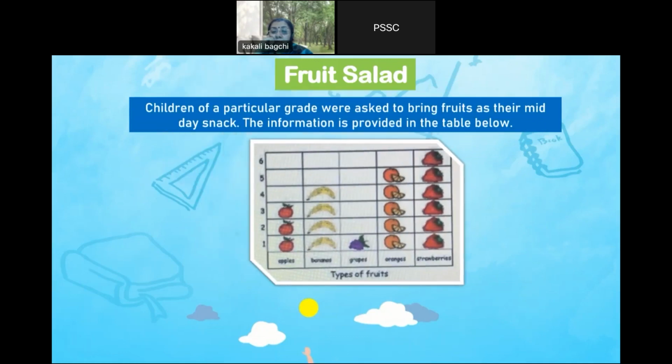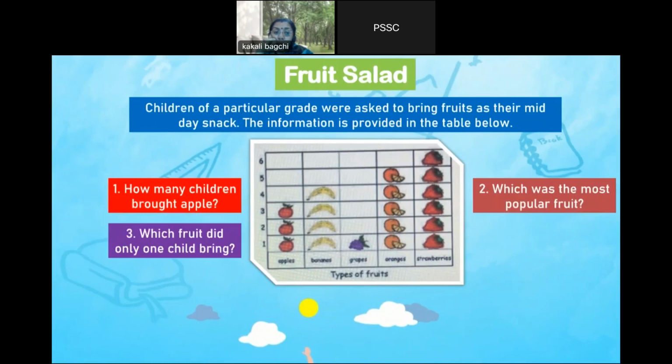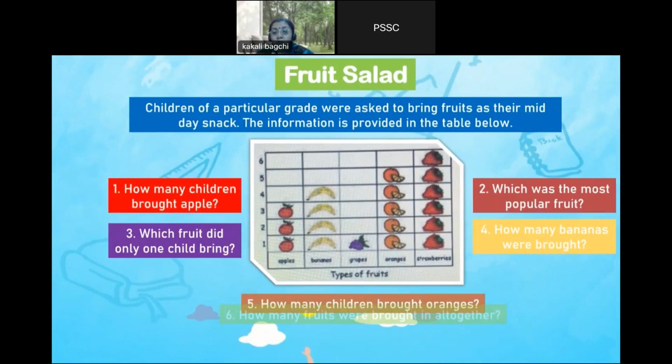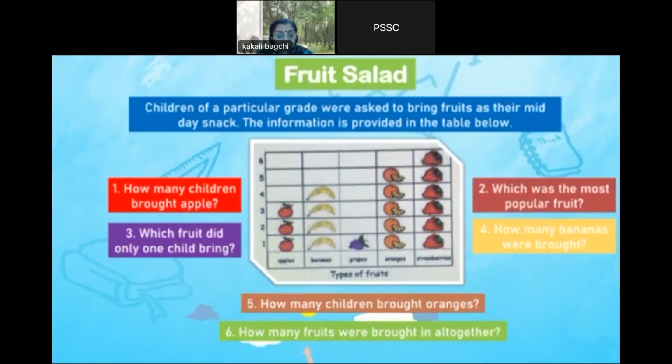For counting numbers, you can do this. Ask the students, how many children brought apple? Which was the most popular fruit? Which fruit did only one child bring? How many bananas were brought? How many children brought oranges? How many fruits were brought all together? So no number written. They will count. They will give the answer. Again, I'm saying number is not everything of mathematics. It's a tool.